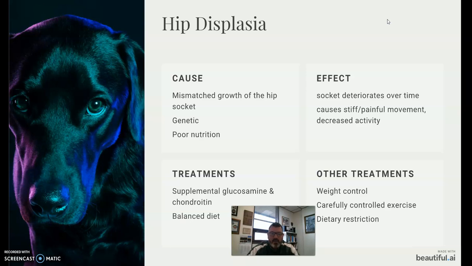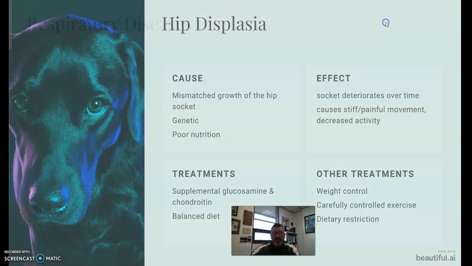Treatments: a balanced diet really helps keep an animal in appropriate body condition. And then, of course, supplemental glucosamine and chondroitin is known to be helpful with these kinds of things. There's a number of other different treatments as well, but weight control, carefully controlled exercise, and dietary restrictions as needed will hopefully help you with hip dysplasia.